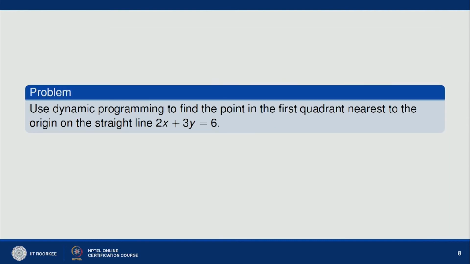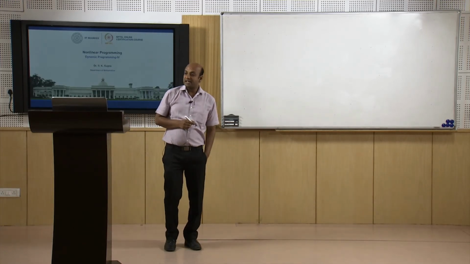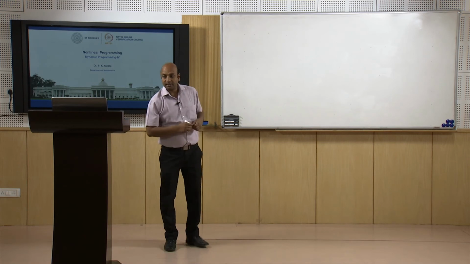Now, let us come back to this problem. Let us solve it using dynamic programming: how to find a point in the first quadrant nearest to the origin on the straight line. So, let us try to find the solution of this problem. What is the problem? The problem is to find the point which lies in the first quadrant on the straight line and is nearest to the origin.